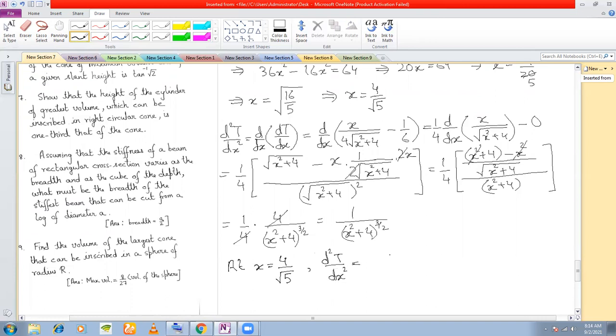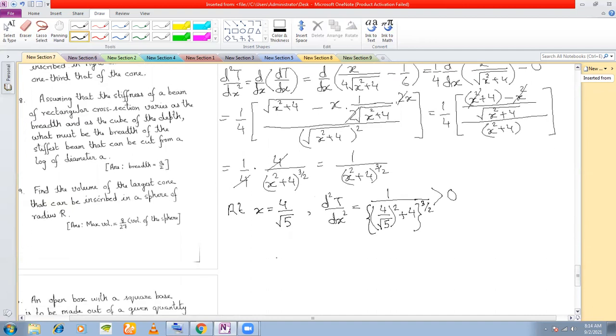d2t by dx2 is equal to 1 by, put the value here, 4 by root 5 x square plus 4 to the power of 3 by 2. Now, irrespective of the value, you know this will be positive, right? So, thus, t has a local minima at x is equal to 4 by root 5. So, time is minimized when x is equal to 4 by root 5.